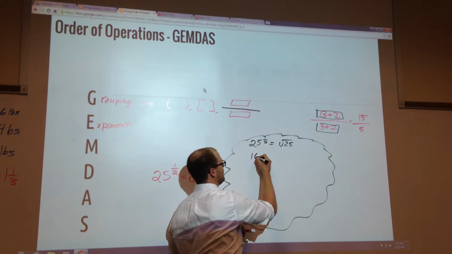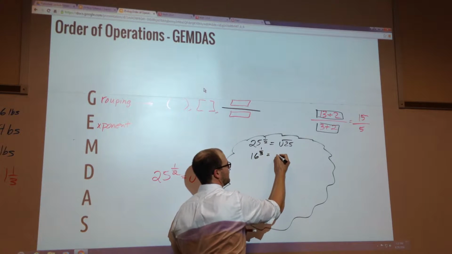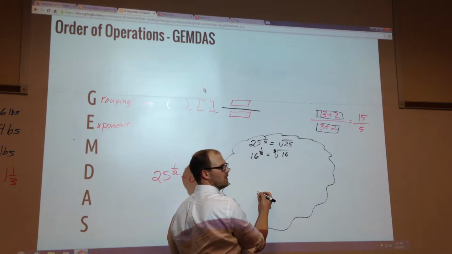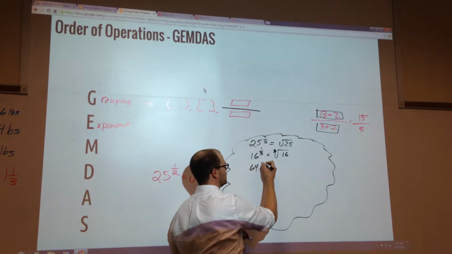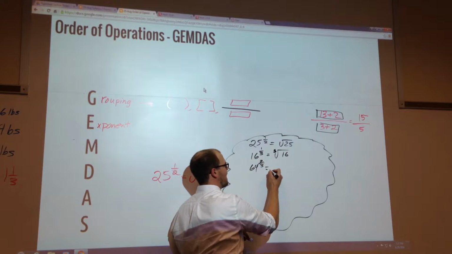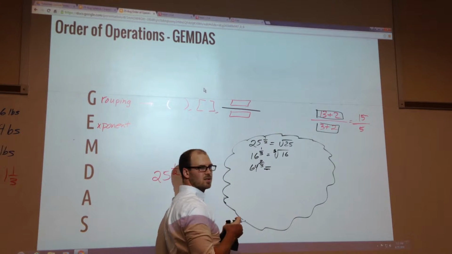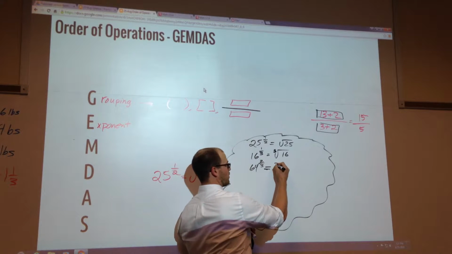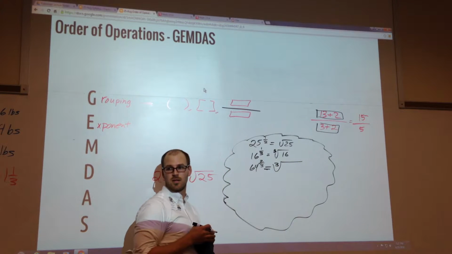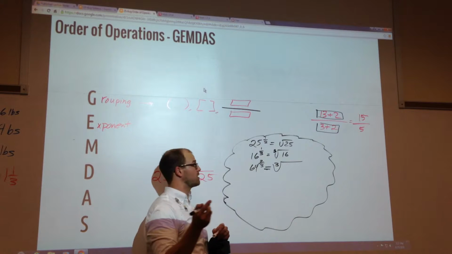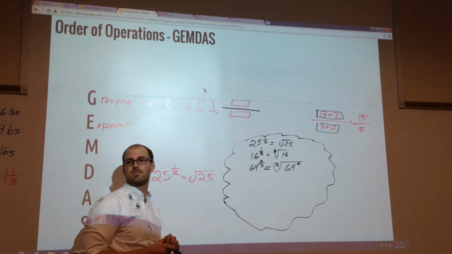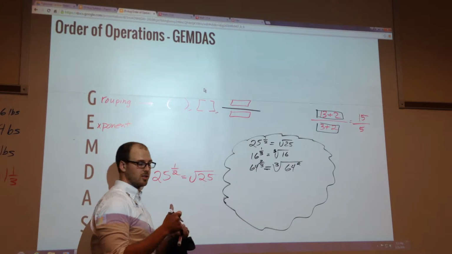If I took 16 to the 1/3, that's going to be the cube root of 16. Right. If I took 64 to the 2/3, that's going to be equal to, does anyone want to guess? It's the cube root, good, of what? Of 64. 64 squared. There you go. Nice job. Okay. You guys are seeing the pattern here.